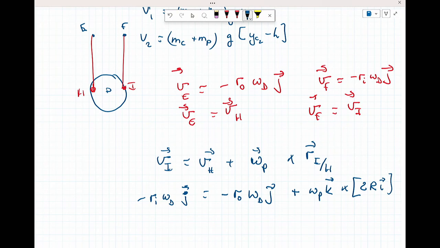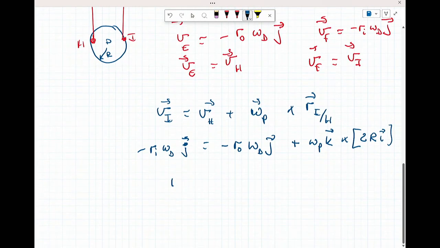you have velocity of I, which you found from the upper pulley. You have velocity O, which you found from the upper pulley. You have also omega of the pulley, which you don't know, and the distance between I and H. Which one am I solving for? r of I with respect to H is 2r. And remember, I'm using this notation. So omega of the pulley is equal to r naught minus r I, all over 2r, times omega d.